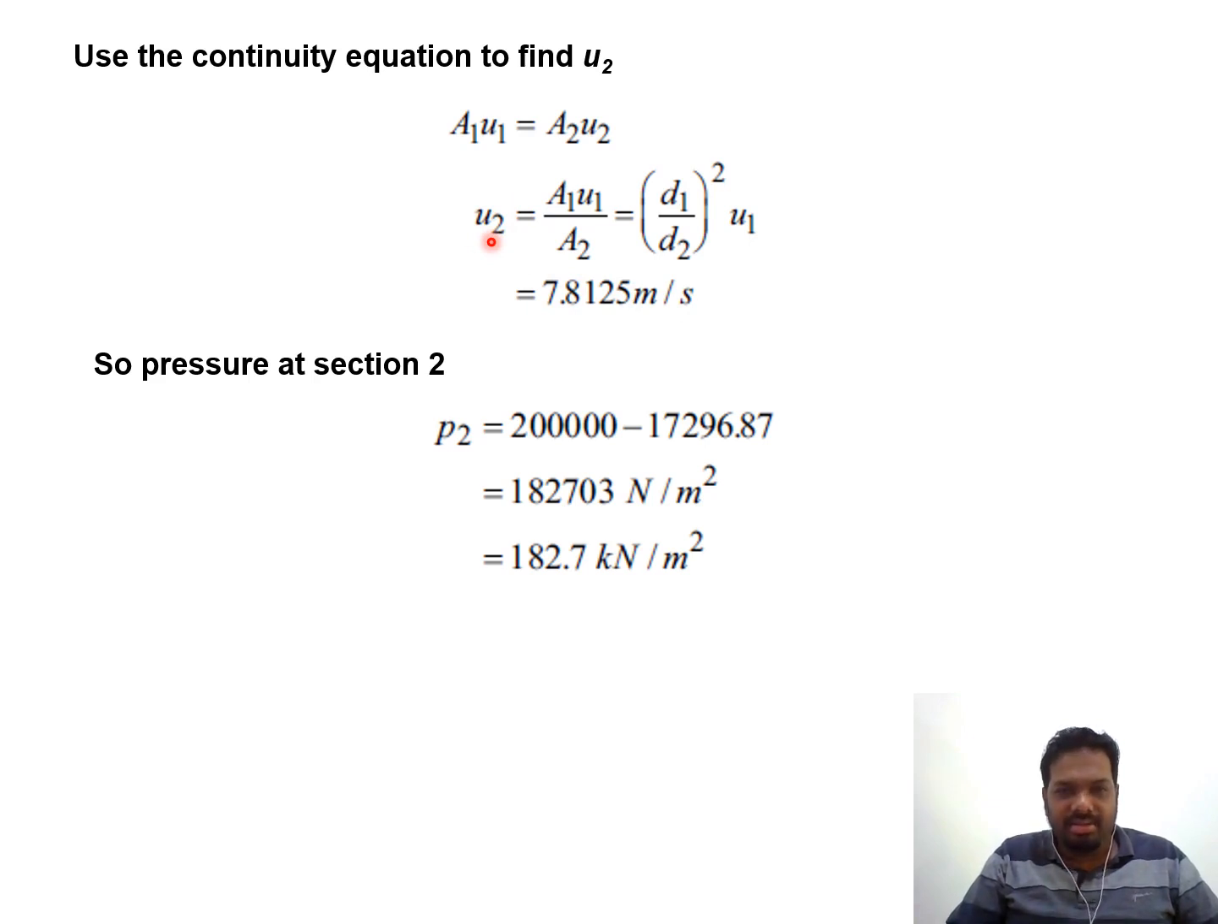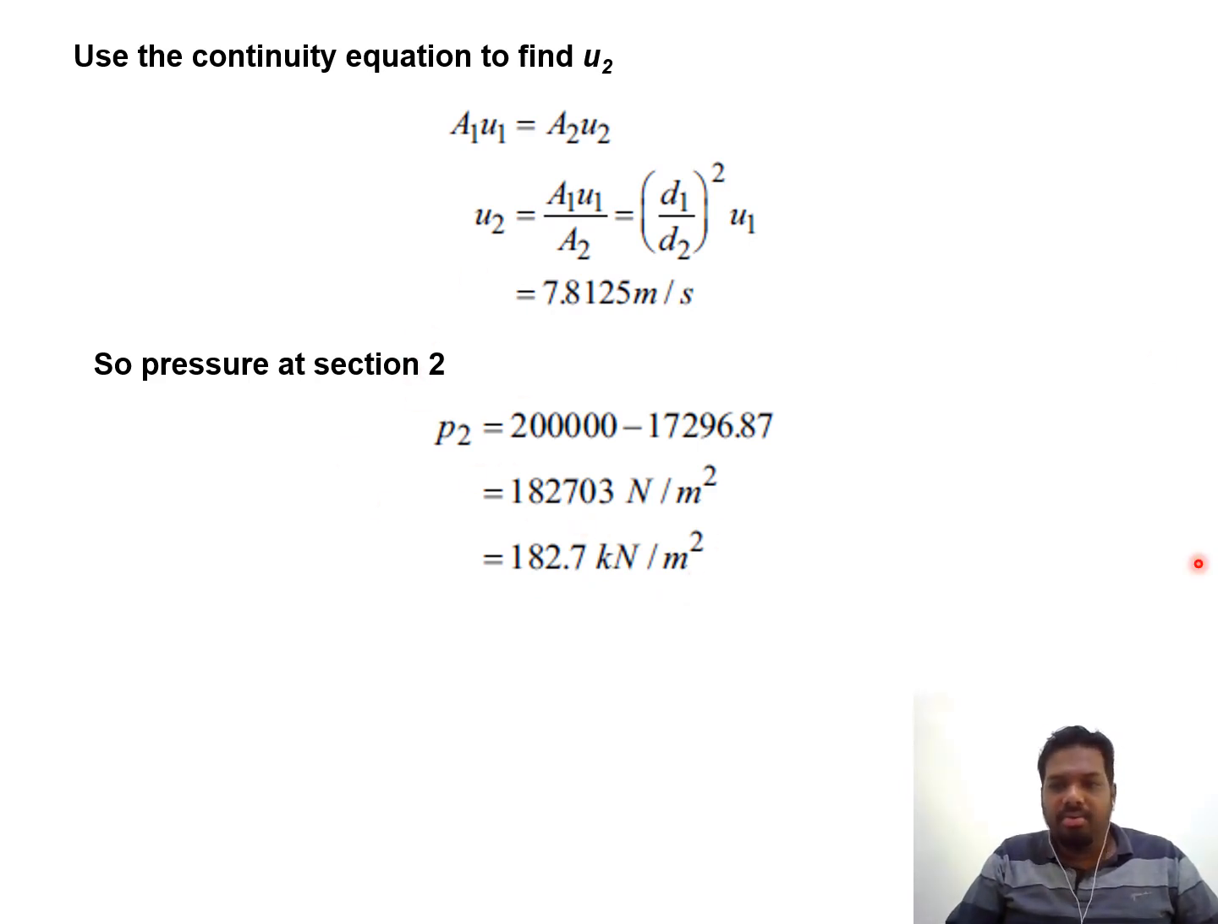Based on this, you can calculate. You just substitute into the previous equation for P2. It is given as 200,000 minus the remaining values after you replace u2 inside the previous formula. Then at the end you get 182.7 kilonewtons per meter square. So that is the pressure at P2.